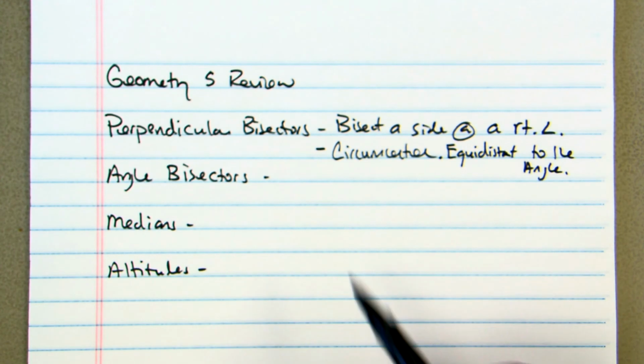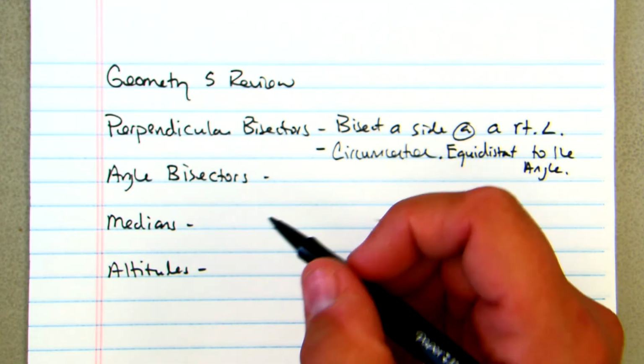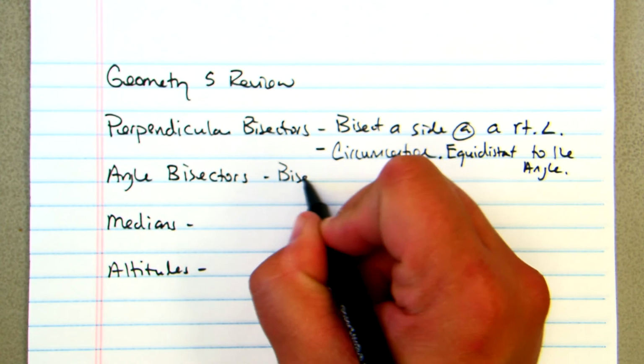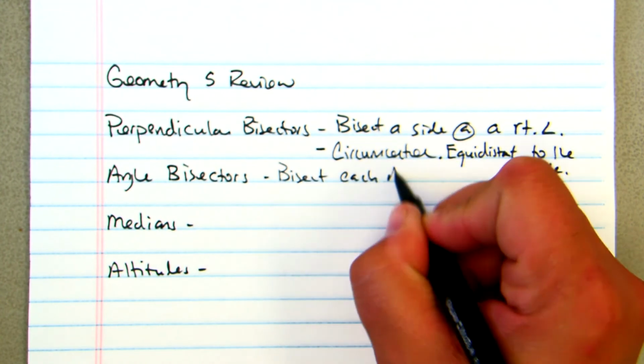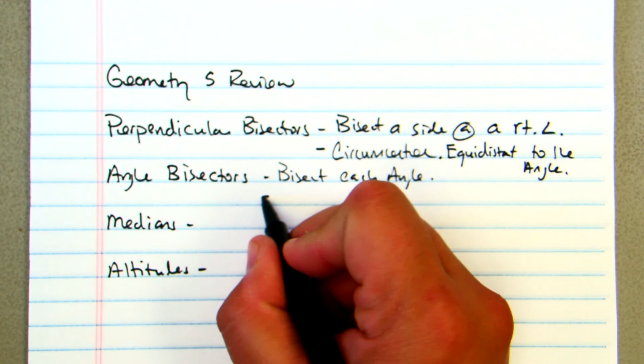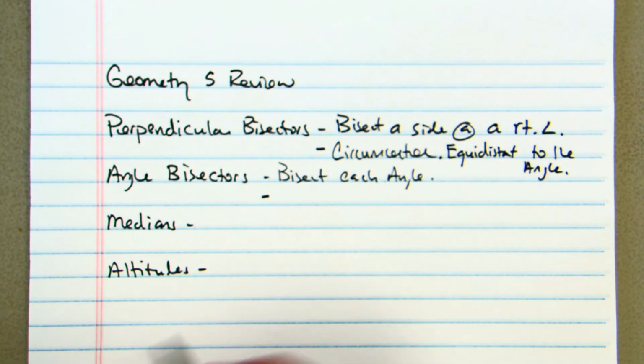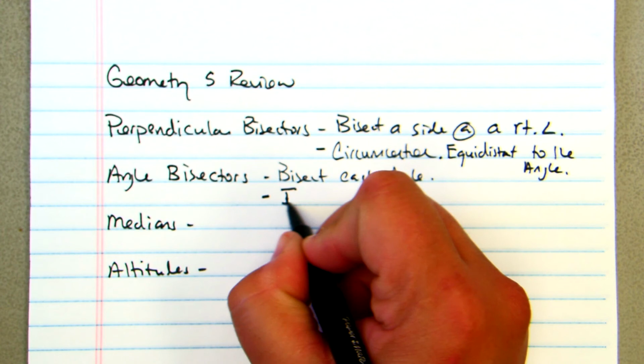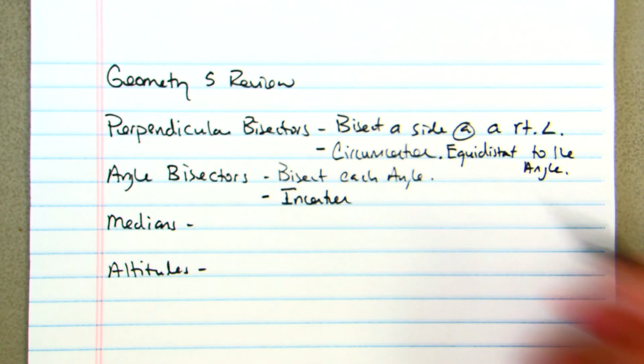So perpendicular bisector, what you need to know: it bisects a side at a right angle, and each triangle has three perpendicular bisectors. Their point of concurrency is the circumcenter, and the circumcenter is equidistant to the angles of the triangle, or vertices. Angle bisectors bisect each angle of a triangle. So you'll have three angles, and they'll all three be bisected. Their point of concurrency for the angle bisector is called the incenter of the triangle.